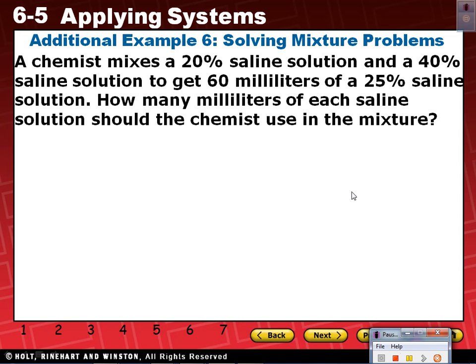All right, pens down, eyes up here. I'm going to go through the entire process to make sure that you understand this from the beginning. Here it goes. A chemist mixes 20% saline solution and 40% saline solution to get 60 milliliters of saline solution, which is 25%. How many milliliters of each saline solution should the chemist use in the mixture? So at the end, we need to come up with what? Milliliters. And here, the only milliliters that they give us is a total. They don't give us any for the first or the second mixture.